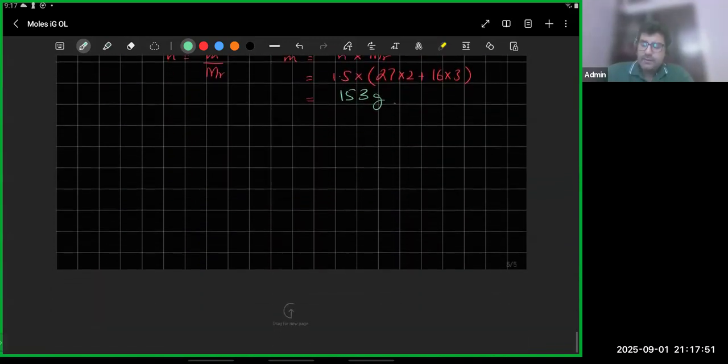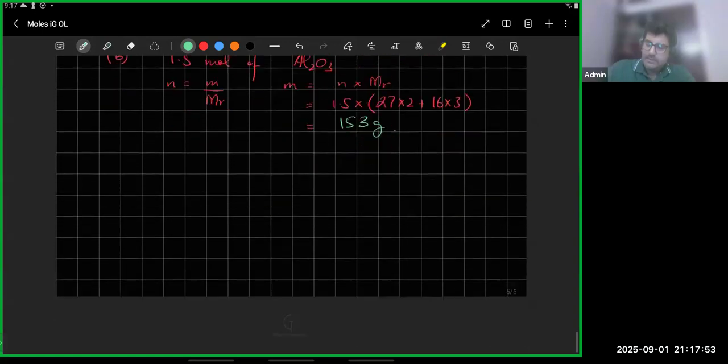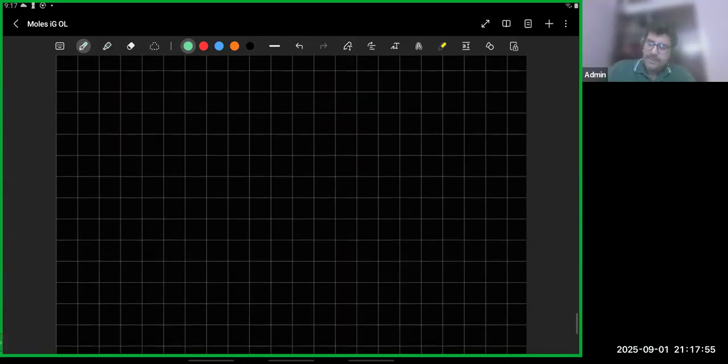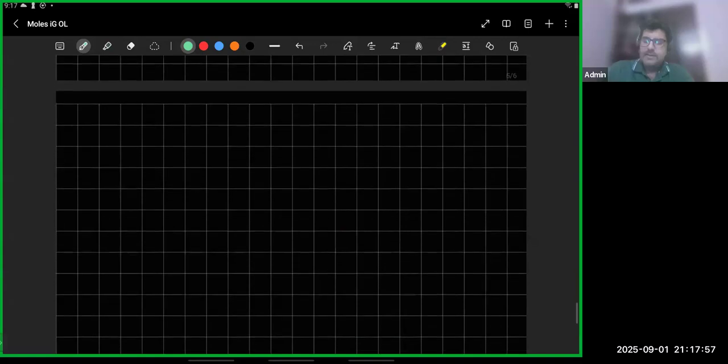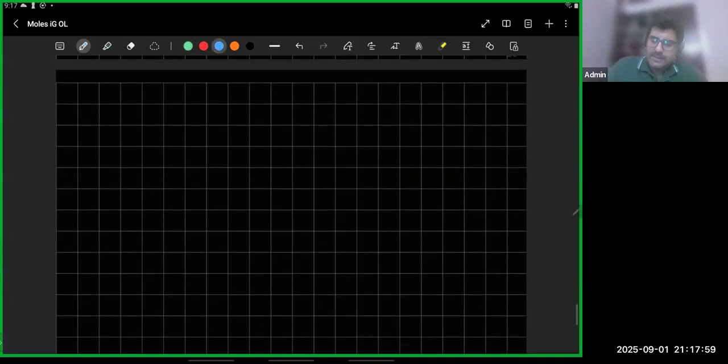Now moving to the third formula. I said mainly there are four formulas. The other ones are, I mean, they're more than that, but the main formulas, there are four of them. Now we're going to talk about solutions and moles, and sometimes gases as well.